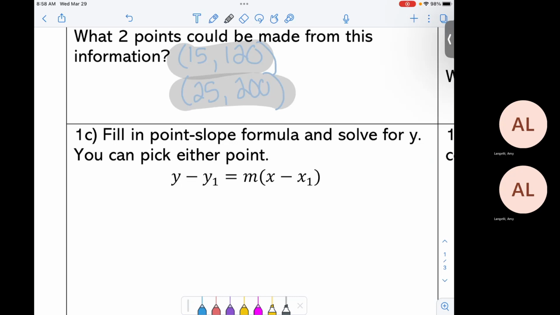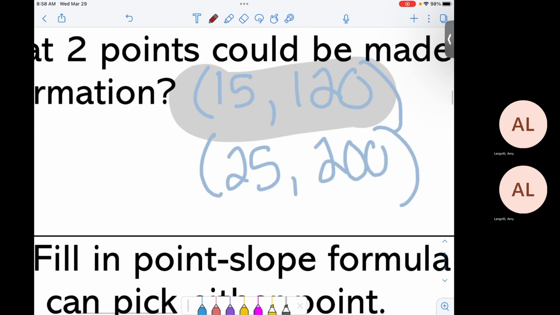What point do you guys want to pick? There's no right answer. 15. I like that idea. Okay, good. So 15 is what, x or y? And 120 is? Y. Good.